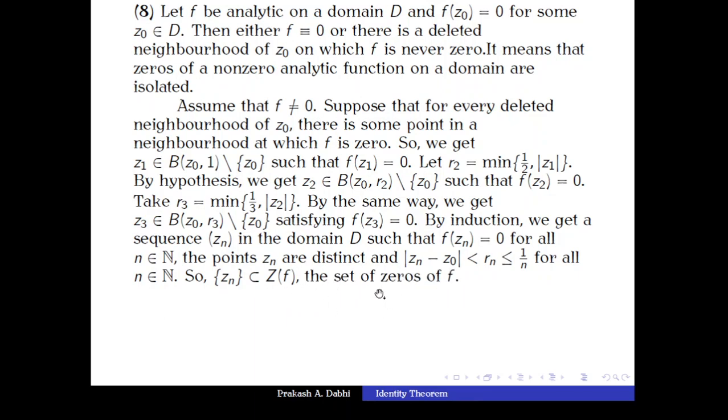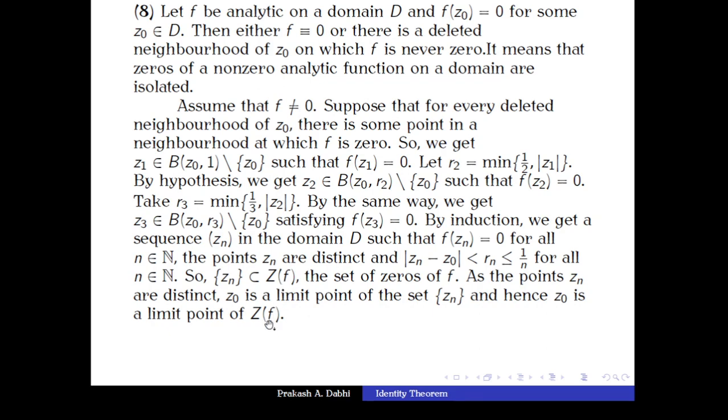As I said, Zf is the set of zeros of f, and all the points Zn are distinct and Zn is converging to Z0. Why is Zn converging to Z0? Because |Zn minus Z0| is less than or equal to 1 by n. So we got a sequence of distinct points converging to Z0, and therefore Z0 is the limit point of the set Zn. And because Zn is contained in the set of zeros of f, Z0 is a limit point of Zf.